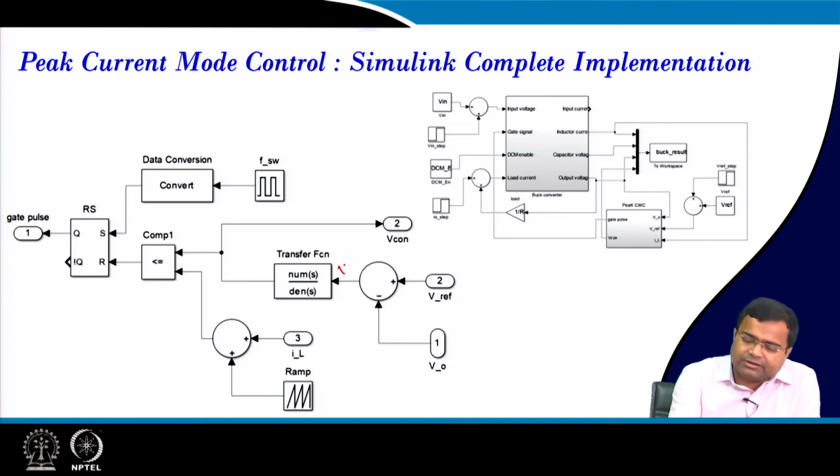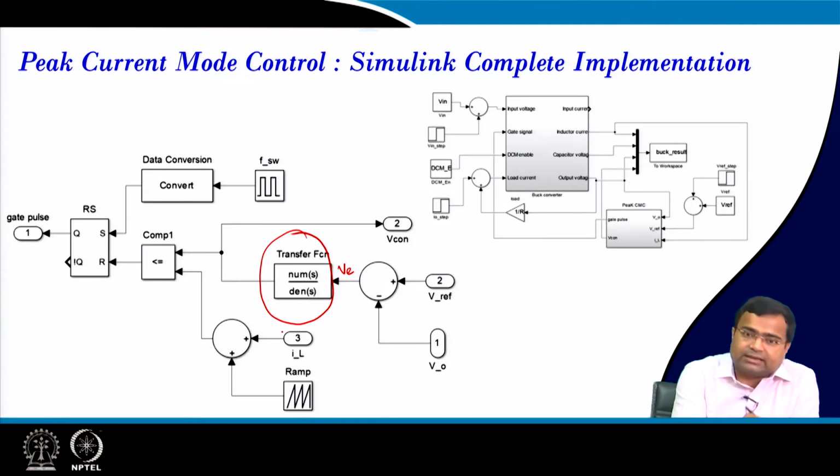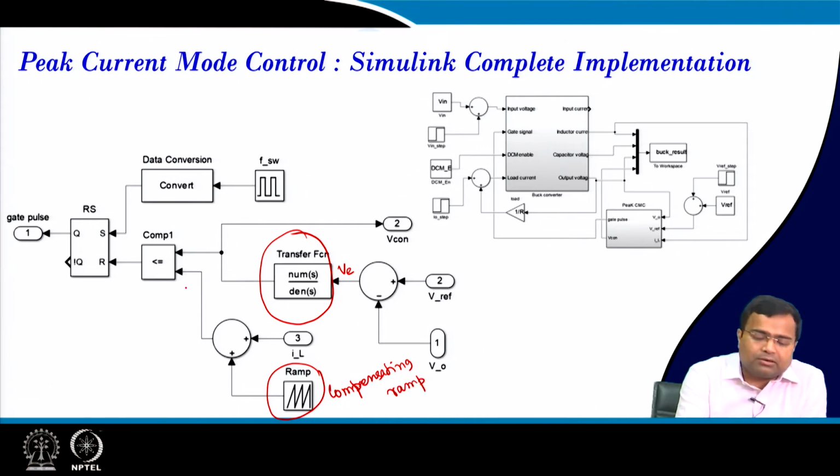Here again this error voltage is the same. The compensator structure is the same, but we may consider a PI controller. Earlier we may have considered type 3 or PID. Here you can use type 2 or PI. Then this is the inductor current, and we can add an external ramp, a compensating ramp. This is our compensating ramp, but this is optional. We may or may not use a compensating ramp. Then the overall block is compared with the output of the controller. So this is VCon, and then it goes to the latch circuit.